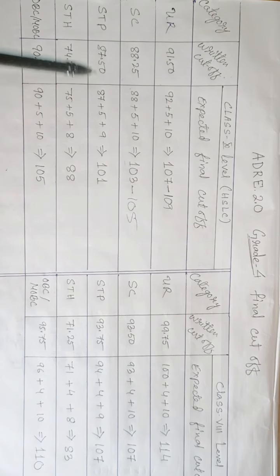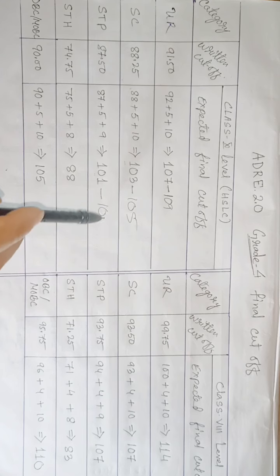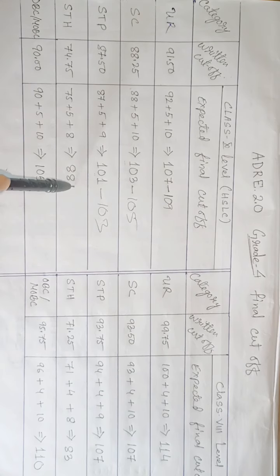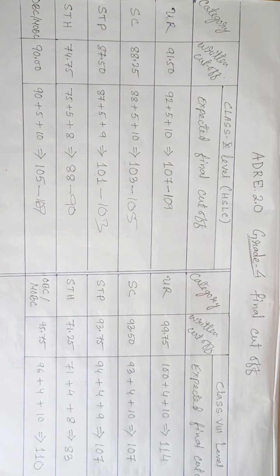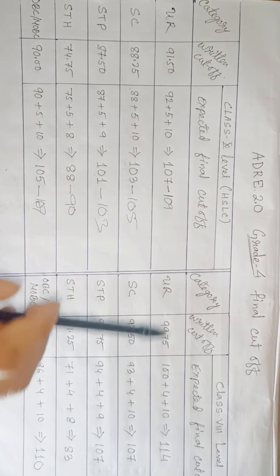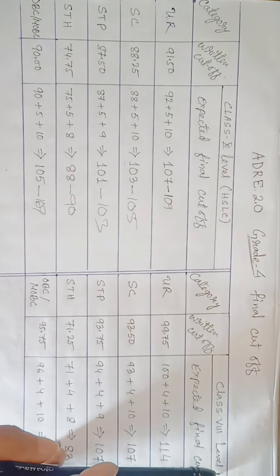And for ST plains it is 101, say up to 103. For ST hills, 88 to 90. Same way for OBC, MOBC, 105 to say 107. So according to me, these are the expected final cutoffs for class 10 level. Now let's see for class 8 level.